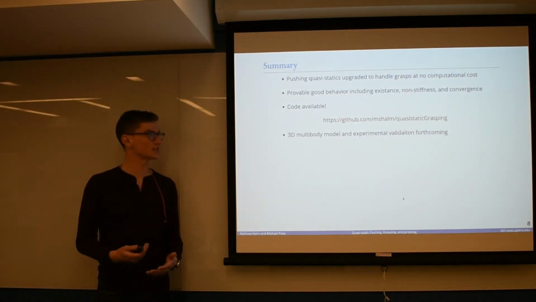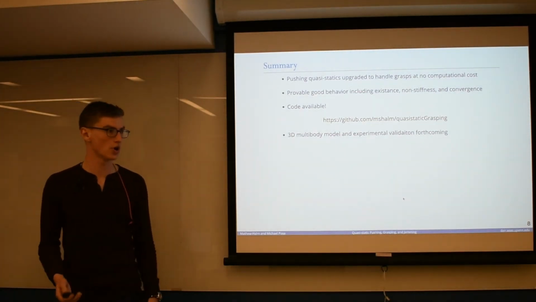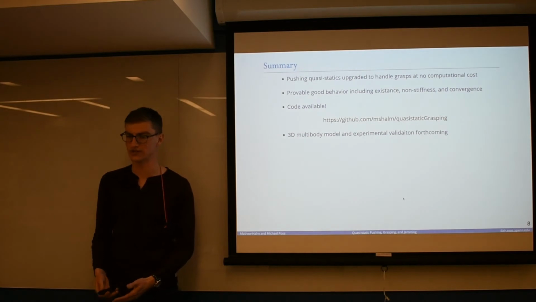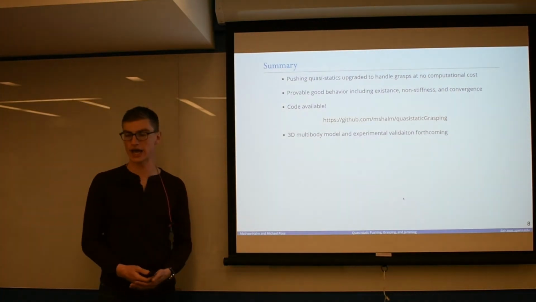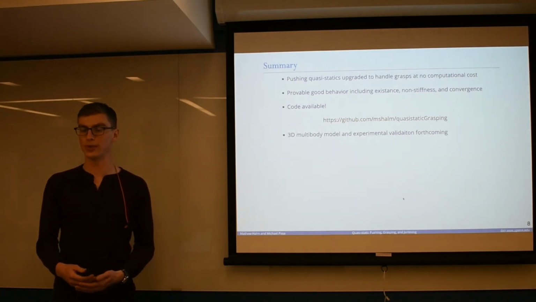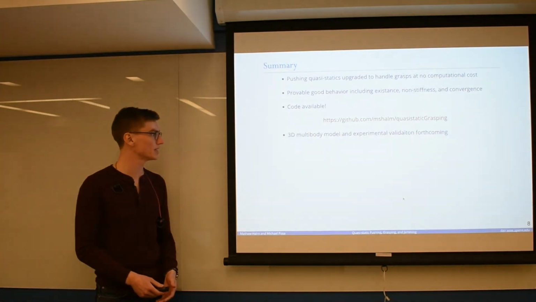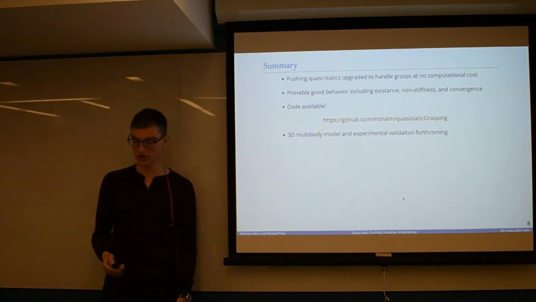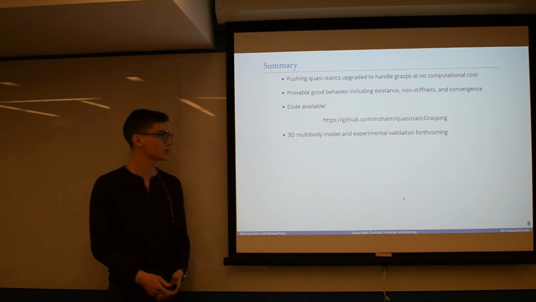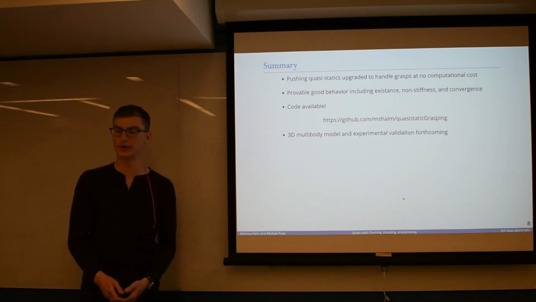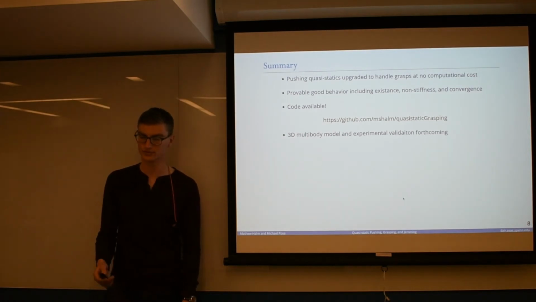So in summary, we present a new quasi-static model that is able to handle grasping at no additional computational cost from the state of the art. We prove that it is very well behaved, both mathematically and with numerical experiments that are available open source on GitHub. And for future work, we have a 3D multi-body model as an extension to this one, and we have some experimental validation for both the 2D and the 3D models forthcoming.